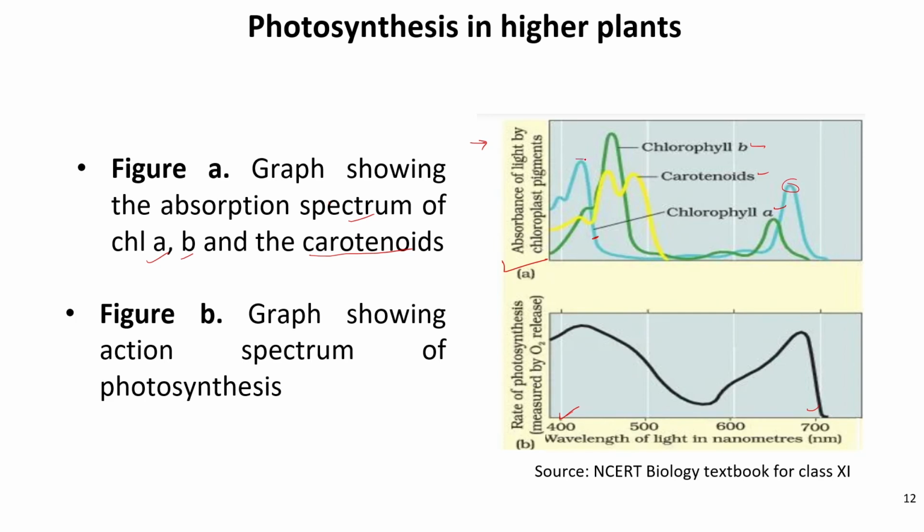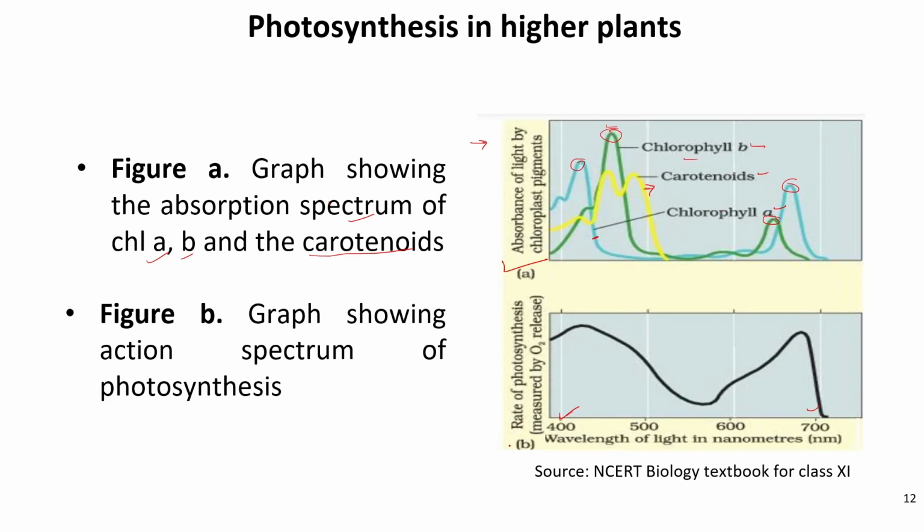Alright. And then let's talk about chlorophyll B. It is similar to chlorophyll A. Here is the absorption maximum. Alright, and then carotenoids. The carotenoid absorption spectrum is different from chlorophyll A and B.